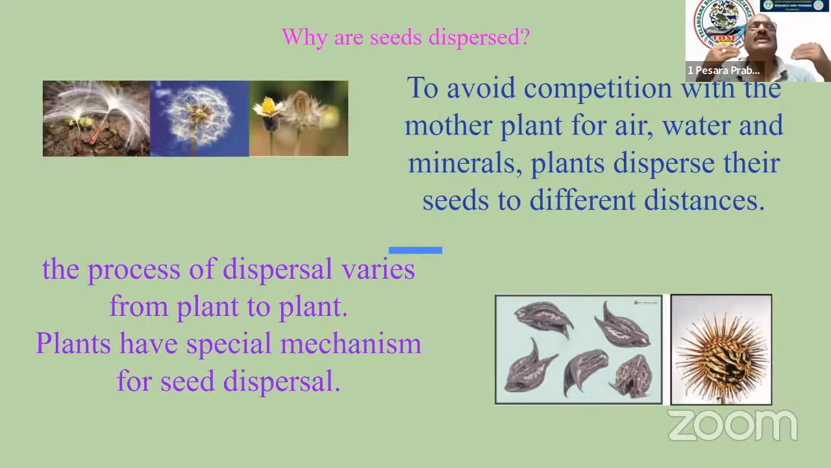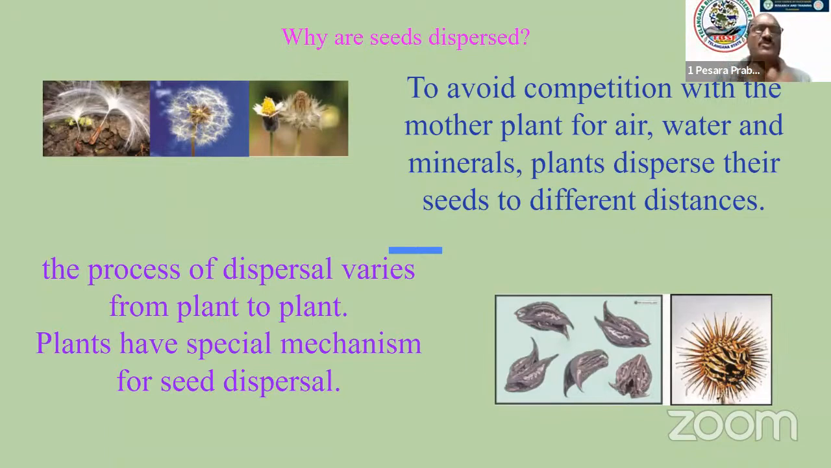They are dispersing the seeds wantonly. The process of dispersal varies from plant to plant. Rakshita, I am going to give you a chance after that. So, the process of dispersal: for example, mango plant, they disperse the seeds in one way. Calotropis, they disperse the seeds in other ways. And some other plants, they disperse the seeds in other ways.